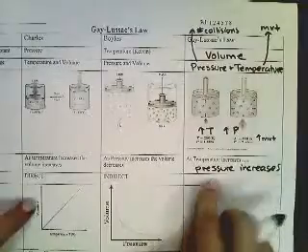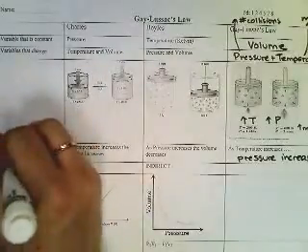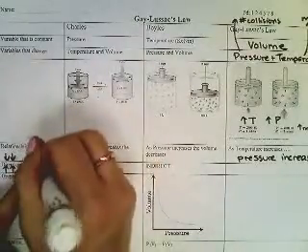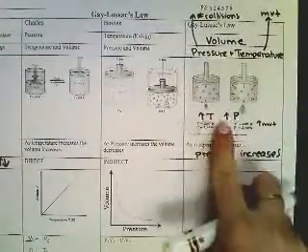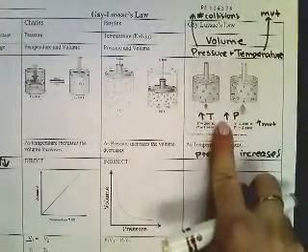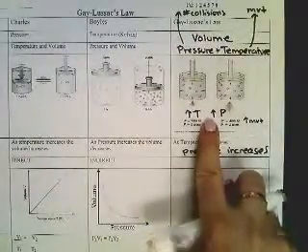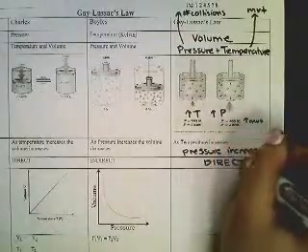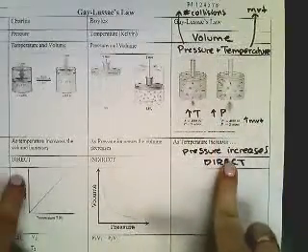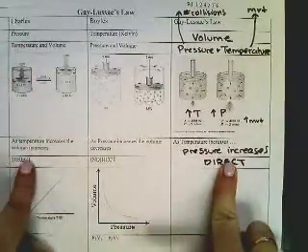Remember, direct, indirect. Direct means I go the same direction, whether it's up and up or down and down. Indirect means we're going in opposite directions. Here, increase, increase. Is this direct or indirect? This is a direct relationship, very similar to Charles' law, which is also a direct relationship.